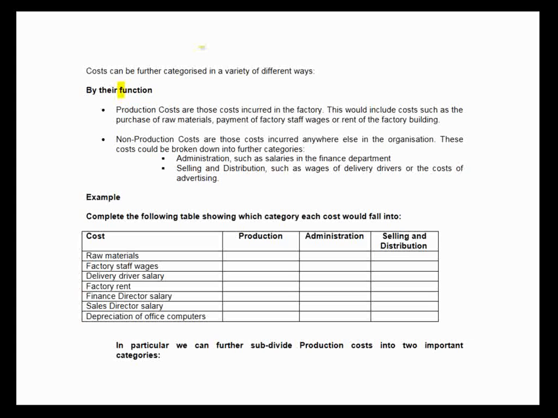Well, we can categorize costs by their function. And I think of this as being where in the organization is the cost being incurred. And fundamentally, you can break this down into two broad categories. We've got production costs. Production costs are any costs incurred in the factory building. So you can imagine the purchase of raw materials for the production process, the rent of the factory itself, payment of any salaries to factory workers, the production staff. All of these would be treated as production costs.